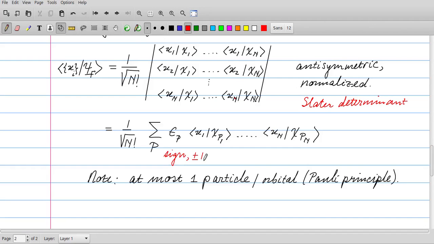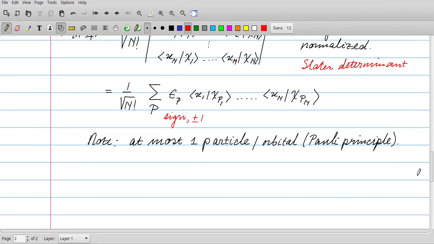And an important consequence of this form of the wave function is that we can have at most one particle per orbital, which is known as Pauli's principle. The reason is that if there were two particles in an orbital, so if an orbital were doubly occupied, you would find that two columns in this determinant would be identical, and a determinant with two identical columns vanishes. So in that case we get 0. So we should have at most one particle in an orbital. An orbital can be empty, or it can contain one particle. It cannot contain two particles.